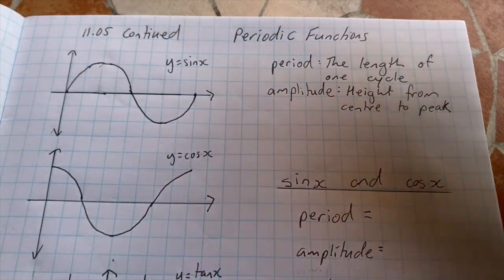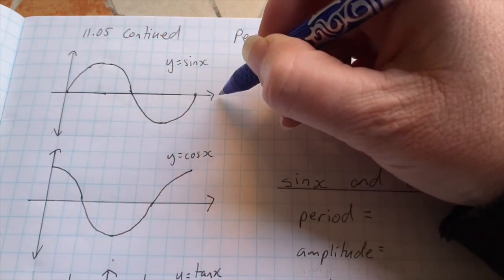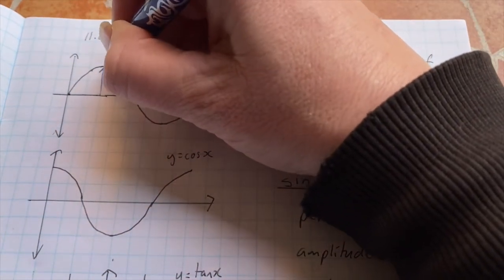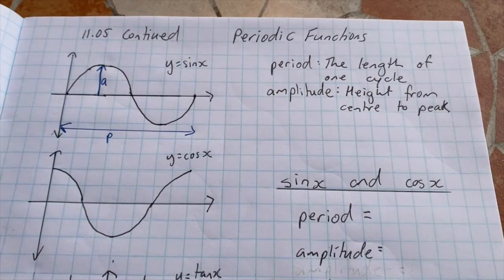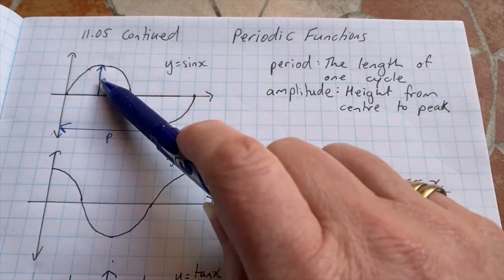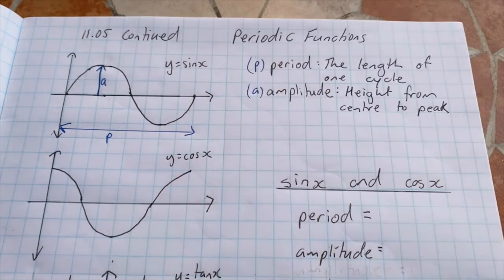The amplitude is the height from the center to the peak. So the center on this one is the x-axis. So right here is the amplitude. And I've put P for period, A for amplitude there.